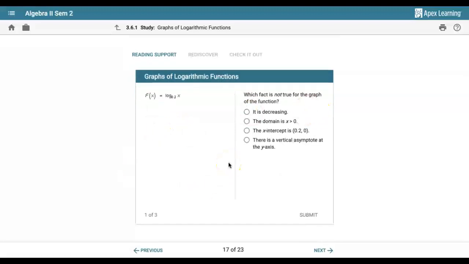And then obviously knowing the characteristics for our base functions will help you with the domain, the intercepts, asymptotes, all of that kind of information here. All right. So I'll let you try those on your own.